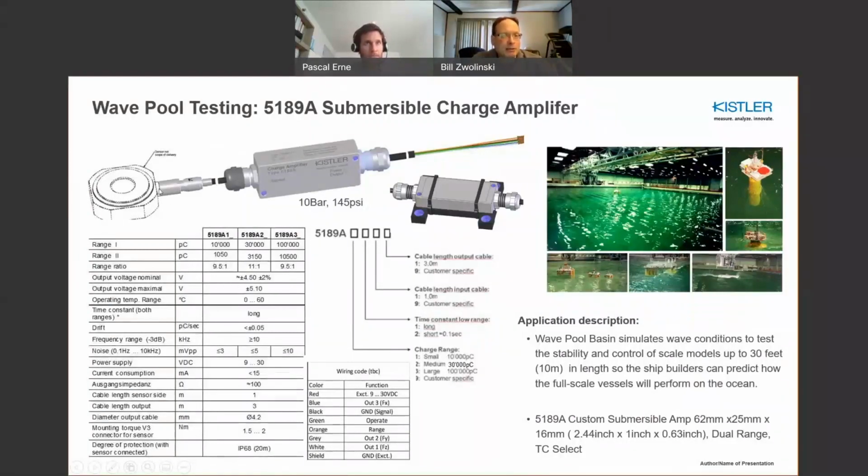There's a common connector called a V3 connector. This has several different ranges in terms of picocoulombs, so you can simply choose the right amplifier for the measuring range that you've got. There are many ways to configure it. It's customizable in terms of the length of cable and the time constant involved, but very much in terms of a lot of applications we come across.